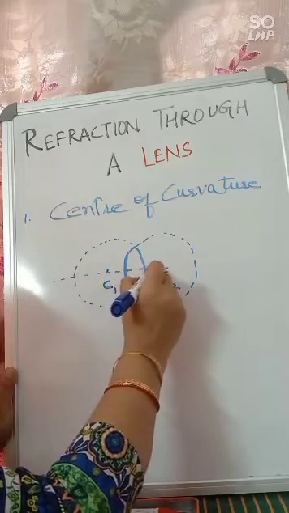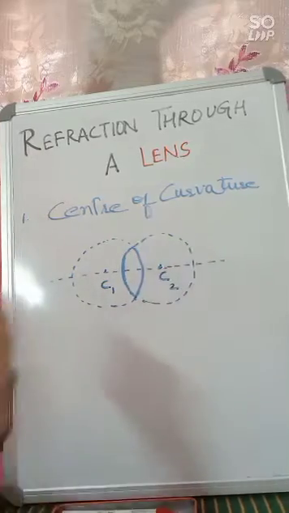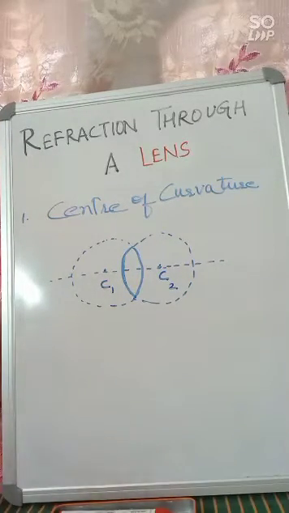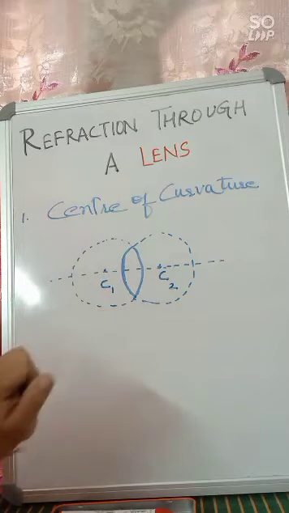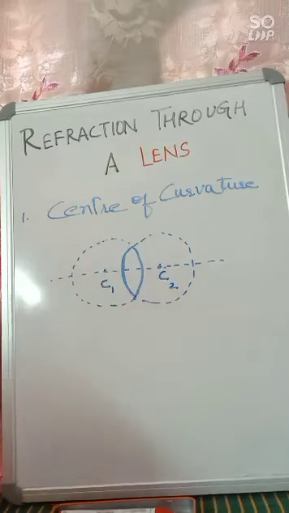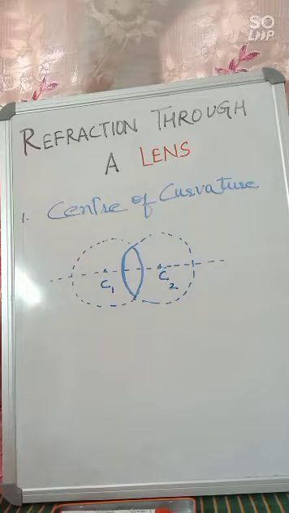This is actually the center of these spheres, right? So the center of the sphere, whose part is the lens surface, is called the center of curvature of that surface of the lens. Since two spherical surfaces are there, that's why two centers of curvature are there, right?